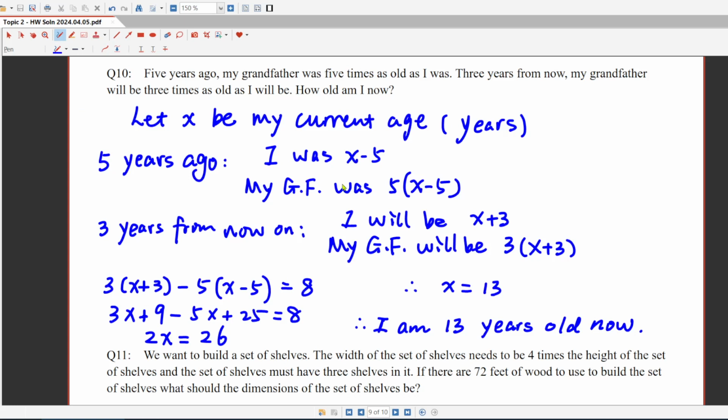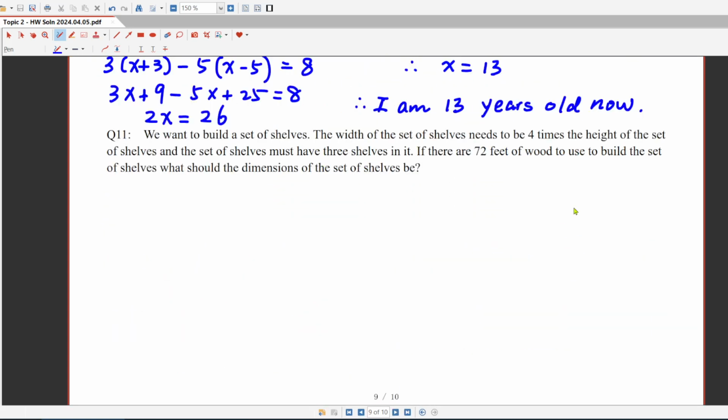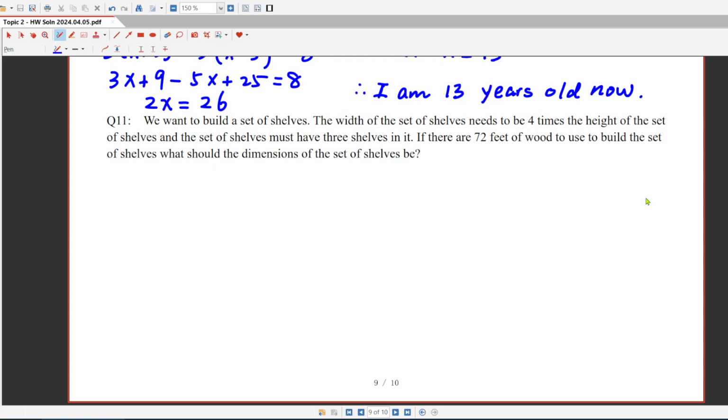No? Okay, then next one, question number 11. We want to build a set of shelves. The width of the set of shelves needs to be 4 times the height of the set of shelves, and the set of shelves must have 3 shelves in it. If there are 27 feet of wood to use to build the set of shelves, what should be the dimensions of the set of shelves?